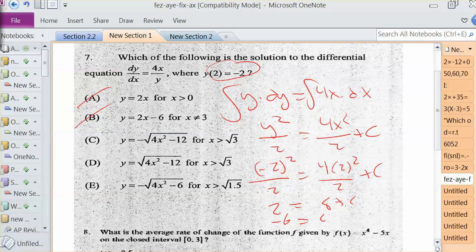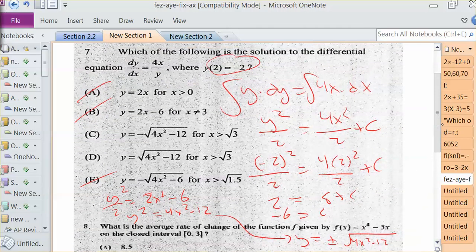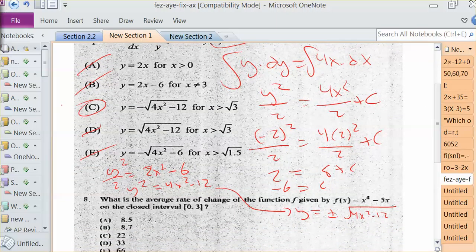So y squared over 2 equals 2x squared if I reduce that, minus 6. Multiply both sides by 2. Okay, now we're in business. You know it's not going to be e. And y is going to be plus or minus the square root of 4x squared minus 12. Because y is negative in the initial condition, we're going to want the negative counterpart, so we're going to go C. The domain is x greater than root 3 because you can't square root negative numbers. If you set the inside of the radical greater than 0, that's what you get.